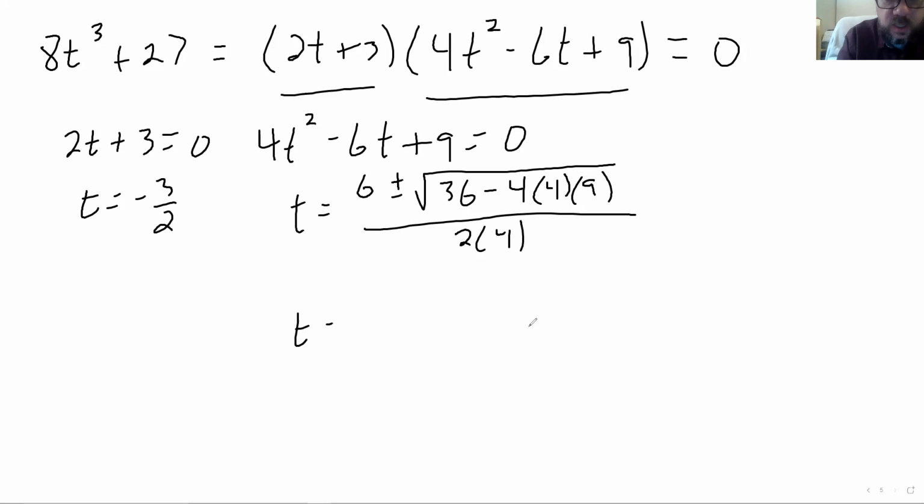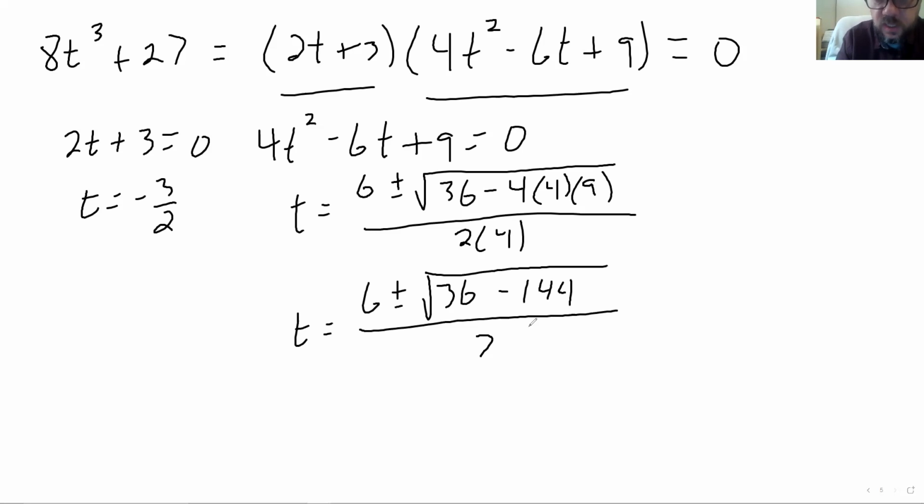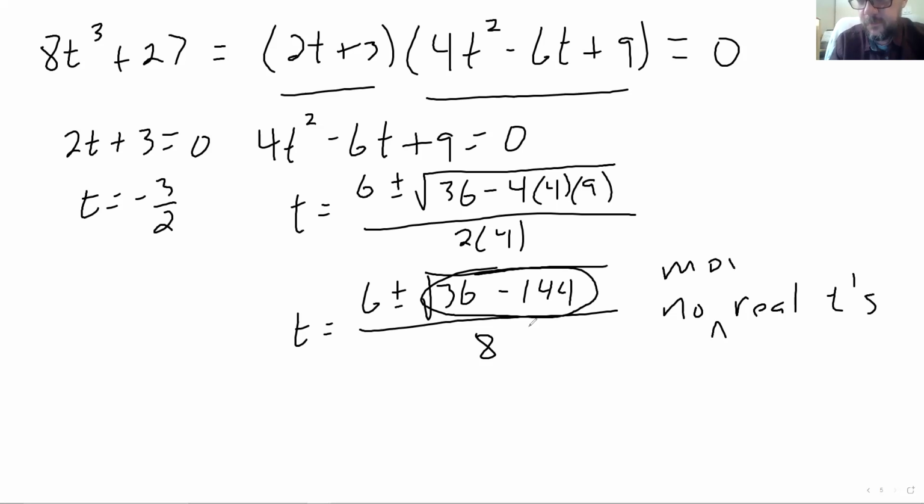And so I'm going to get t is 6 plus or minus the square root of 36 minus 144 all over 8. And I think you can see the problem here, right? This number is negative, and I'm trying to take the square root of it. So the only solutions here are complex numbers. So no real solutions to this. So no real t's. Well, okay, there's one real t, no more real t's. Right, so there's only the one.